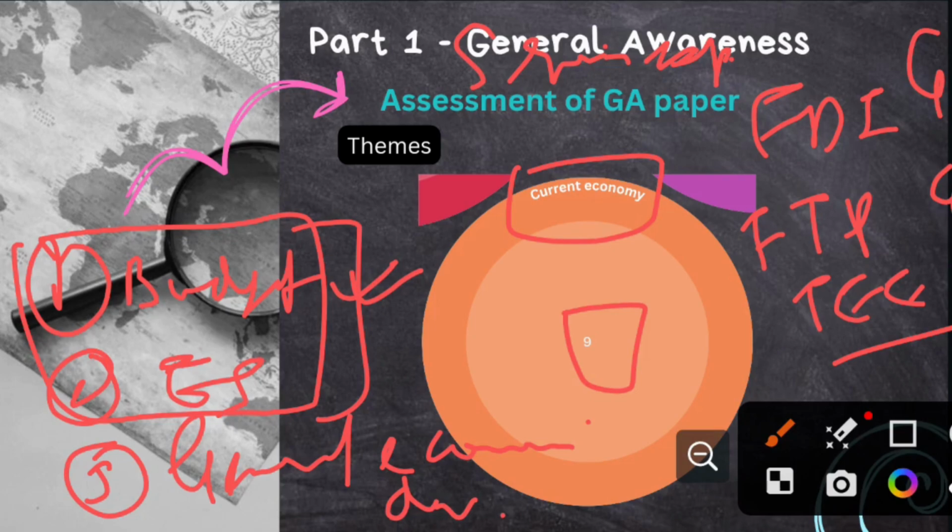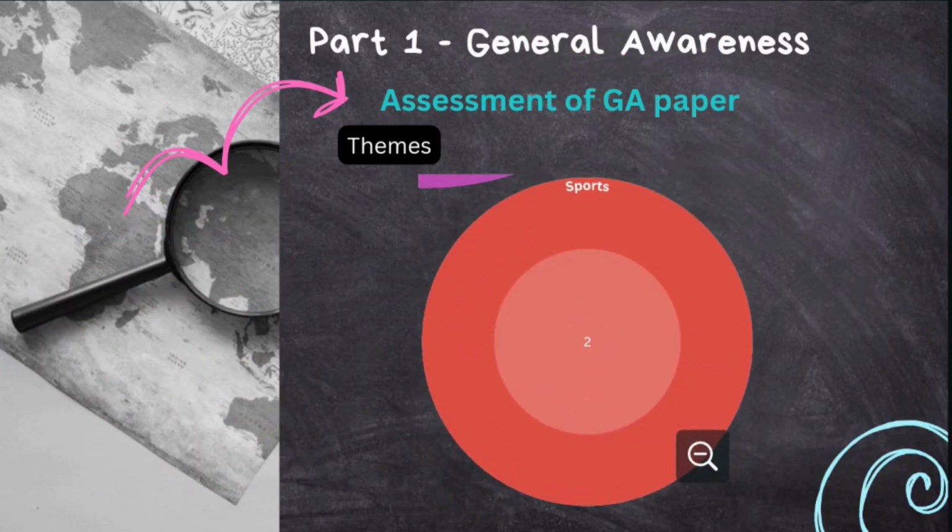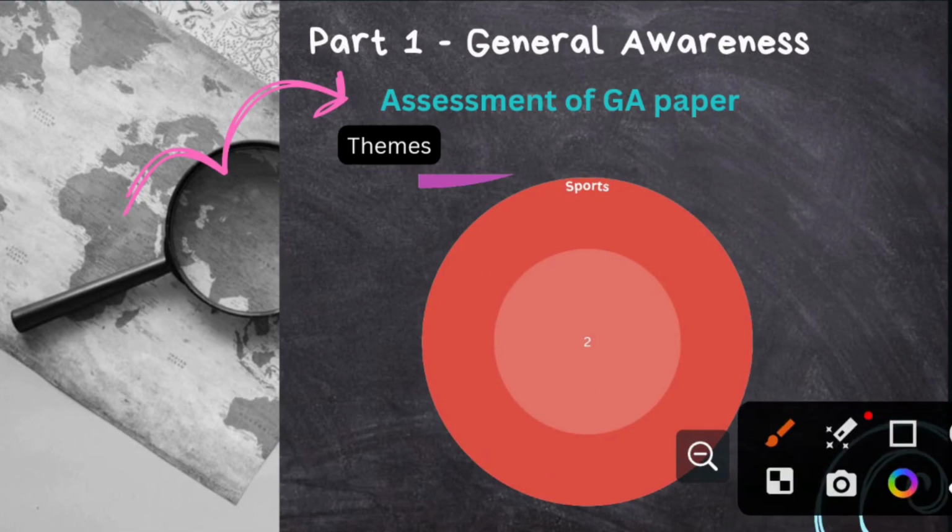So budget and economic survey are very important documents, and I think this is a must if one is preparing the general awareness section. This is another area where we should really focus and go into detail from different sources.